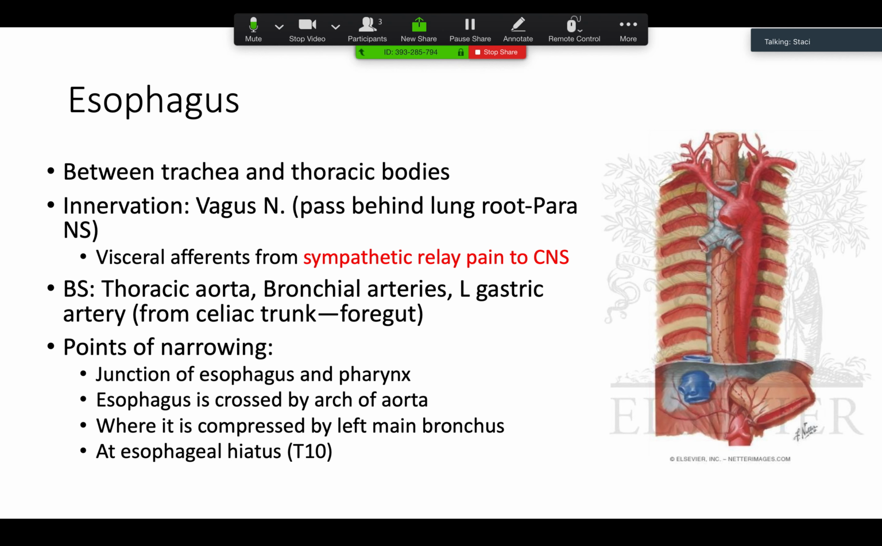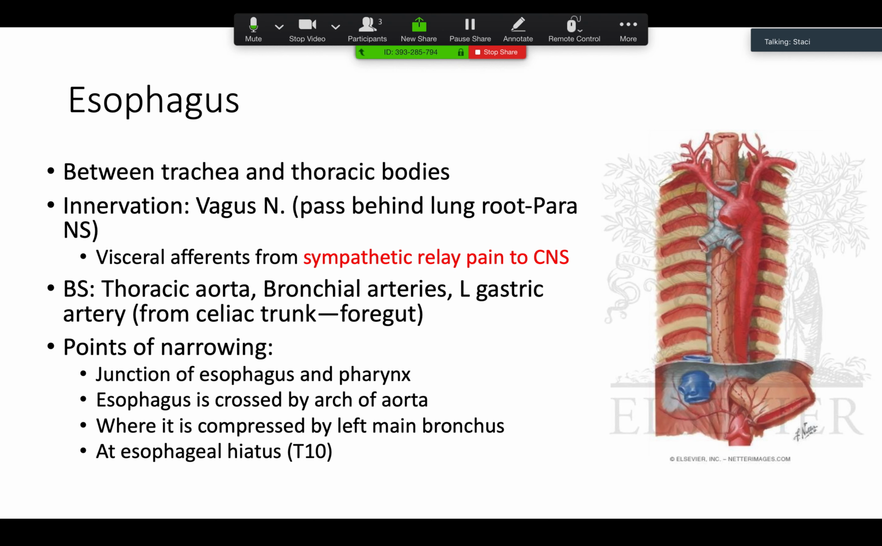So our blood supply, since it's near the aorta, is going to be part of that: the thoracic aorta, bronchial arteries, and the left gastric artery, which is from the celiac trunk, which is our foregut. And I've got a picture. I'm not going to show it to you this week, but it's going to be in my slides for next week, because you guys talk more about foregut, midgut, and hindgut. I'm going to try to take all of the nerves and the arteries and the sympathetics and parasympathetics and mesh it together so it's one big picture. So it'll make more sense next week. I'm not going to go into a lot of detail about that right now.